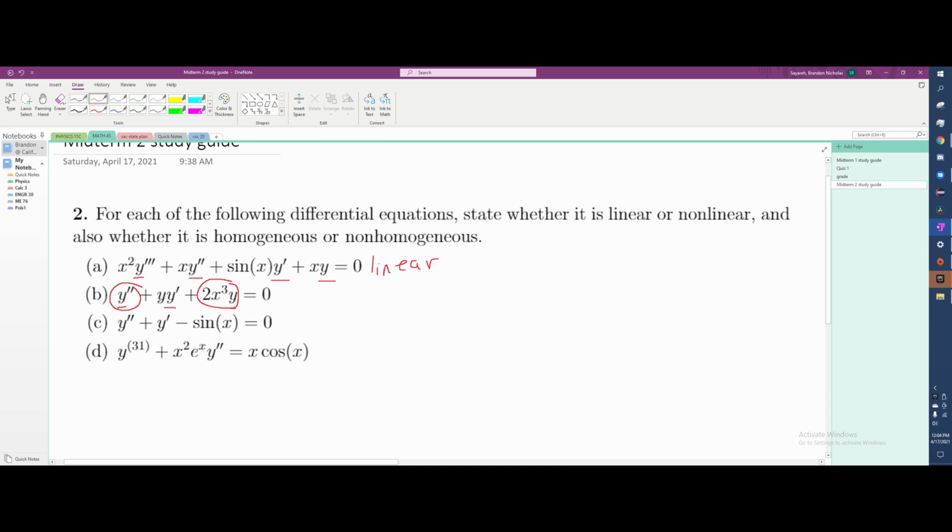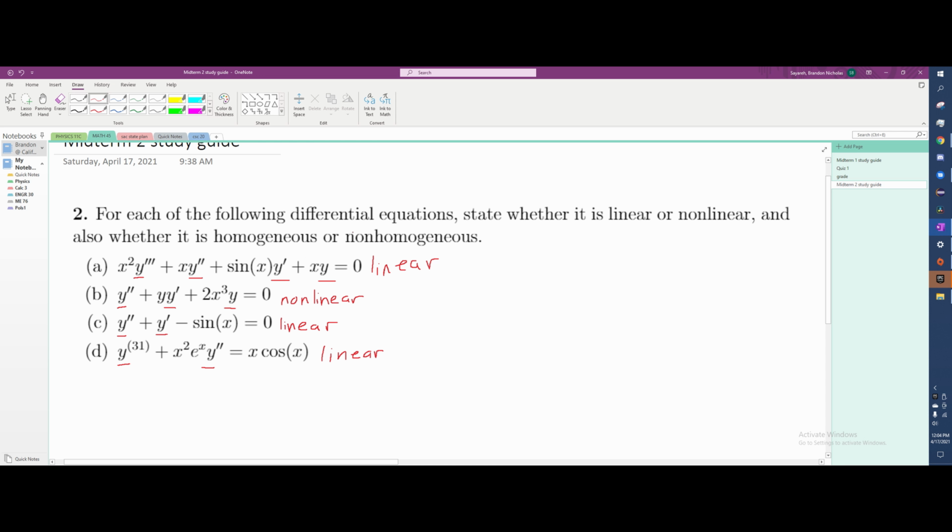For B, if we look at these y's, we see that this one and this one are fine. However, the middle one is what causes B to be non-linear, because this y prime is multiplied by a y, and when that happens, it is non-linear. For C, we're going to look at the y's again because they're the dependent variable, and they're not inside of anything nor are they touching anything, which means it is also linear. For D, we look at the y's as they are still the dependent variable, and since they are by themselves, not inside of anything and not touching another y, it is linear.